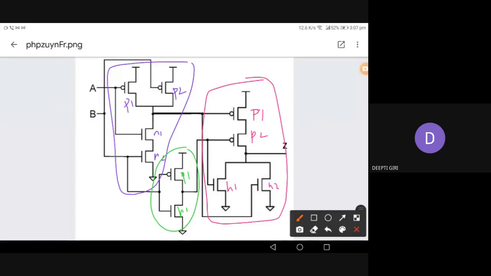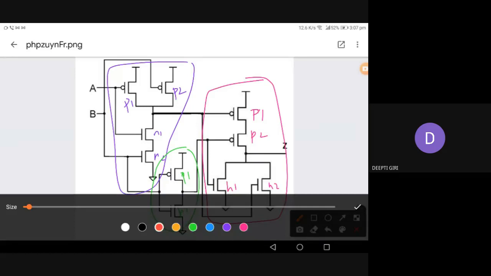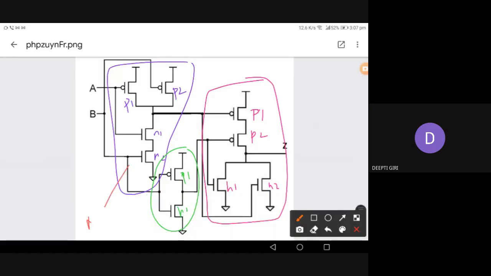So if you see very carefully, you can easily see that this is nothing but a NAND gate, and this is nothing but a NOR gate. How do I conclude NOR gate? Because both NMOS are in parallel. In a NAND gate they are in series, and at the same time, if NMOS are in series, PMOS are in parallel. And in the NOR gate, if NMOS are in parallel, PMOS are in series, right? So this is the peculiarity of the NAND gate and NOR gate in CMOS implementation. And the last gate is the NOT gate.